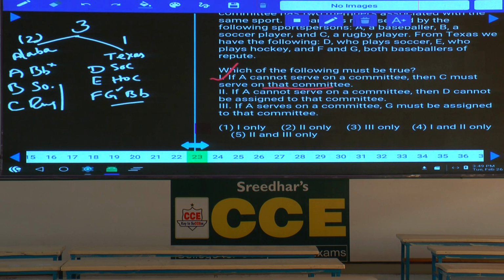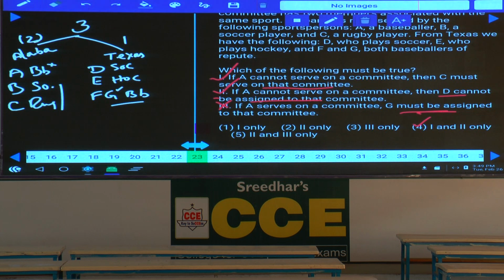If A is not in that committee, B and C must be in that committee from Alabama. One is true. Second, if A cannot serve in a committee, then B and C must be there. B plays soccer, and D is also soccer, hence D cannot be along with B and C. Hence D cannot be assigned to that committee, true or false? And this is again true. If A serves on a committee, that means baseball. That means F and G cannot be in that committee, isn't it? And G must be assigned in that committee. Can G be in that one? No. Hence this is wrong. Then what is your answer? Only 1 and 2, choice 4.